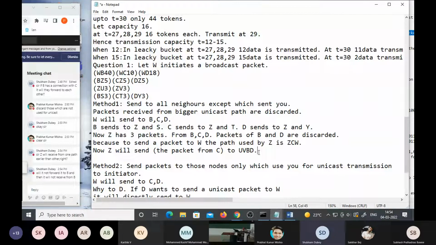Sir, I am saying that Z will get it from both B and C. Yes, Z will get from B, C, D. Z has got 3 packets. From B and D, packets will be discarded. The packet from C will be sent to BDUV. What is the harm in this?